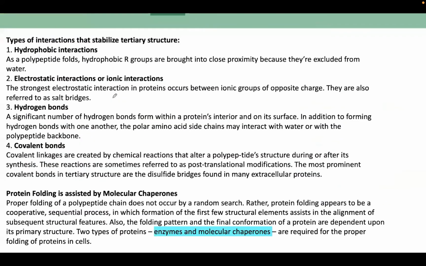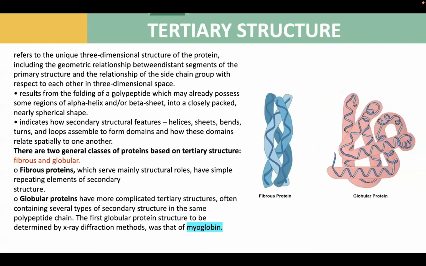Okay? Next is for your tertiary structure. It refers to the unique three-dimensional structure of the protein, including the geometric relationship between distant segments of the primary structure and the relationship of the side chain group with respect to each other in three-dimensional space. Pagka meron ka nang nakitang three-dimensional structure of the protein, automatic tertiary structure na yung pinag-uusapan natin doon. Okay? And we have two general classes of proteins based on the tertiary structure. Dalawa lang siya, your fibrous and then your globular protein.